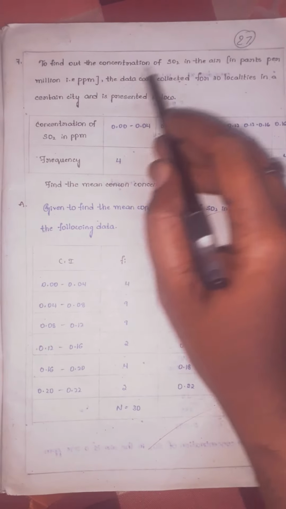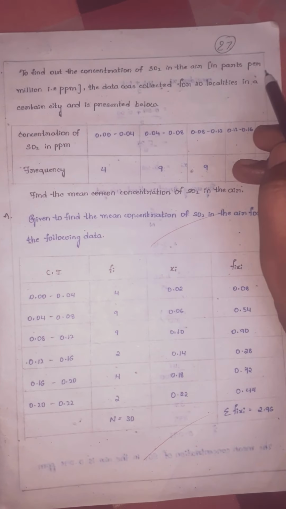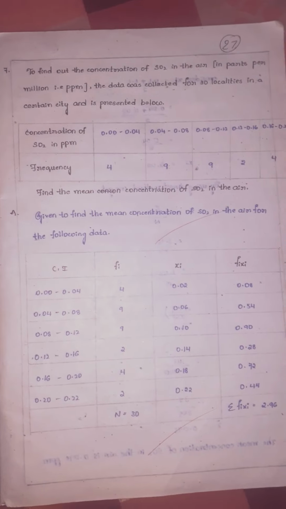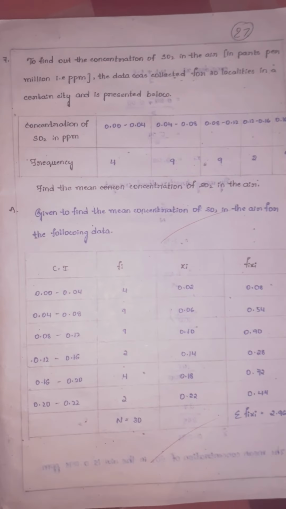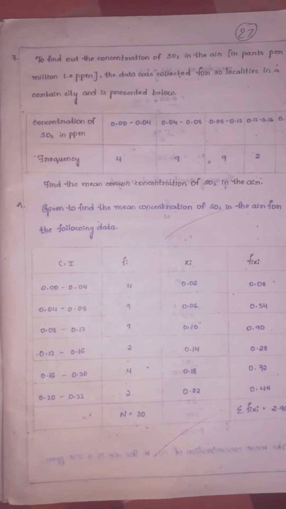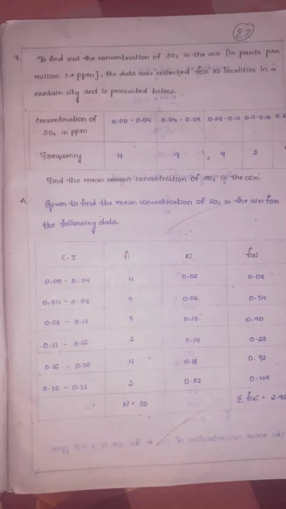Next, seventh one. To find out the concentration of SO2 in air in parts per million. In parts per million means ppm. The data was collected for 30 localities in a certain city and is presented below.